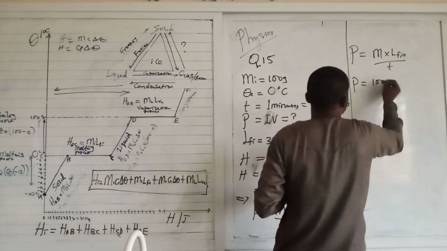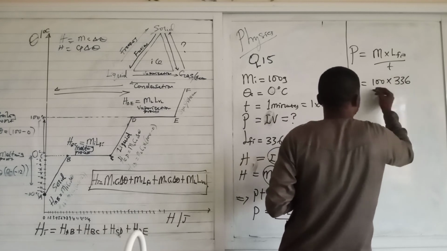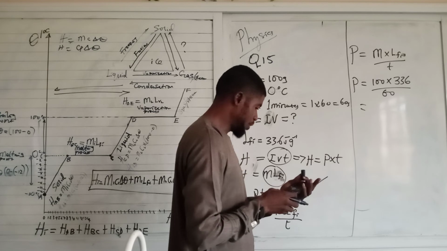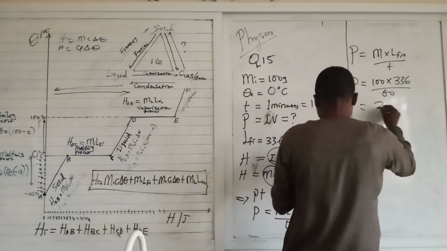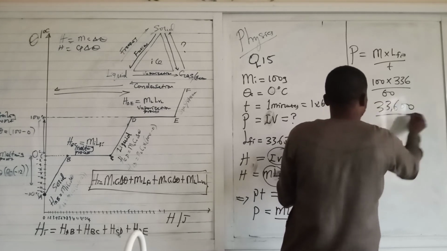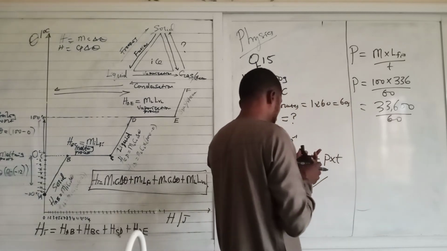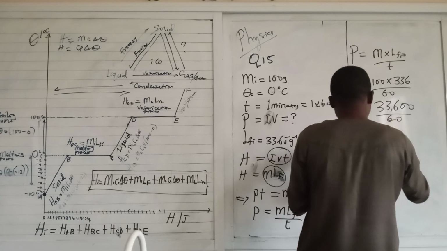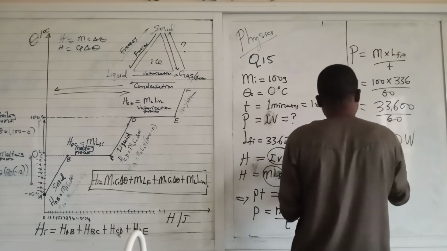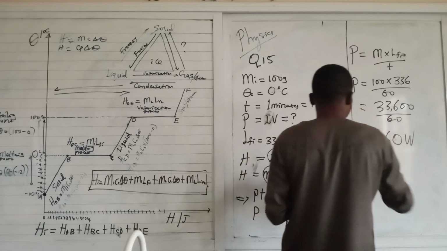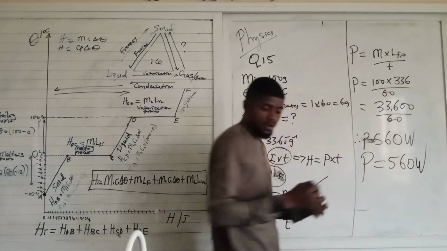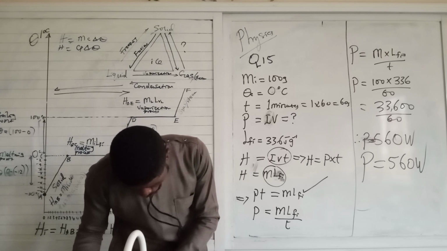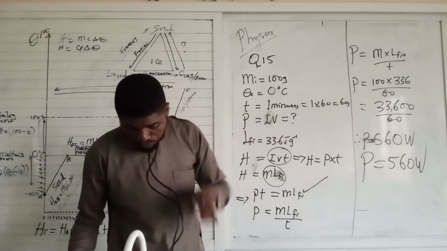So our power P is given as mass, 100 grams, times 336 divided by 60 seconds. If we do that, we have 100 times 336, which gives us 33600, divided by 60. That gives us 560 watts. So therefore, the power generated in the circuit P is 56 watts. If I am correct, that is what we are supposed to have. Yes, the power is given as 56 watts.